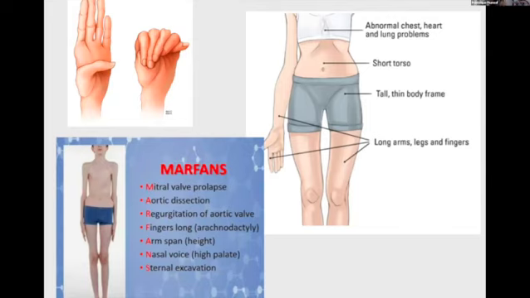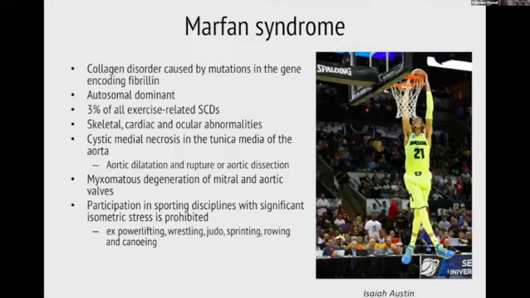This is an acronym I found on the internet. I thought it was pretty good if you ever have trouble remembering this stuff.